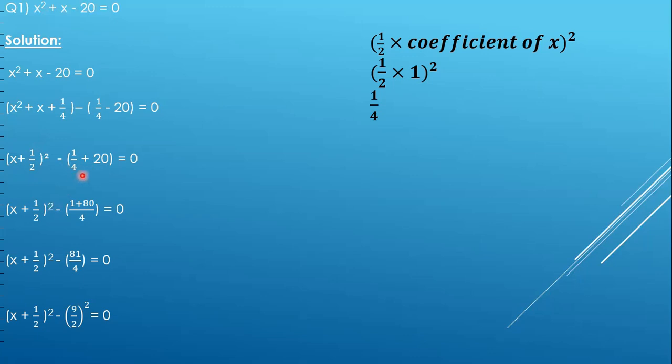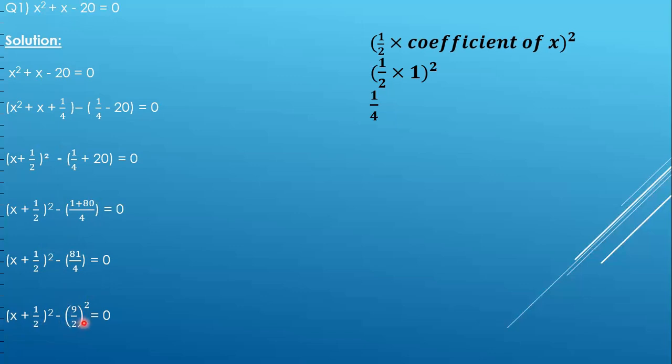Now we are going to cross multiply this term, which gives us 1 plus 80 upon 4, which is 81 upon 4, and this minus sign remains the same. We get x plus 1/2 the whole square minus, taking the square root of this bracket, the square root of 81 is 9 and the square root of 4 is 2, so 9/2 the whole square.